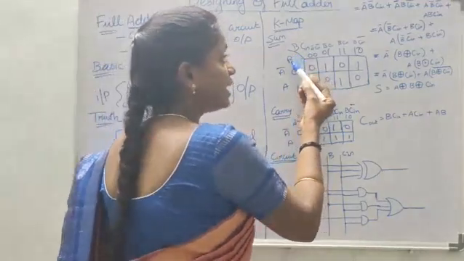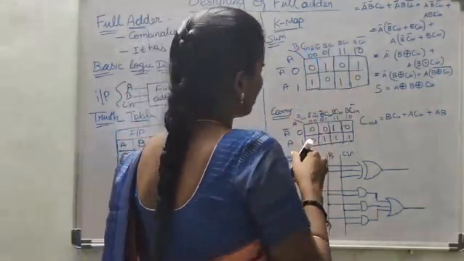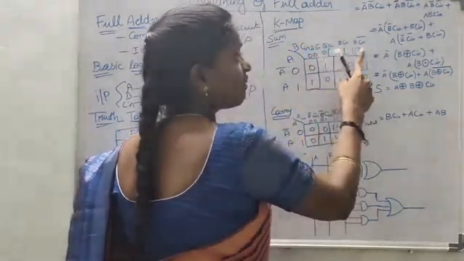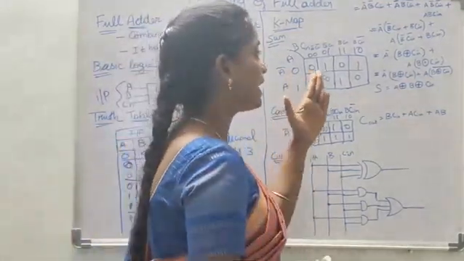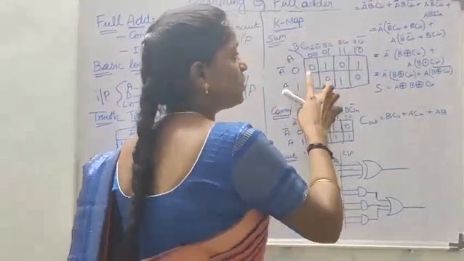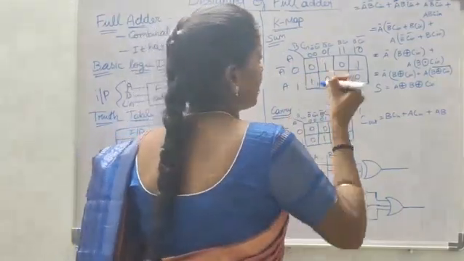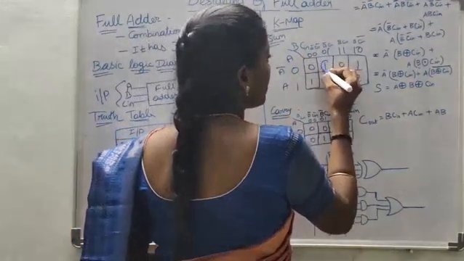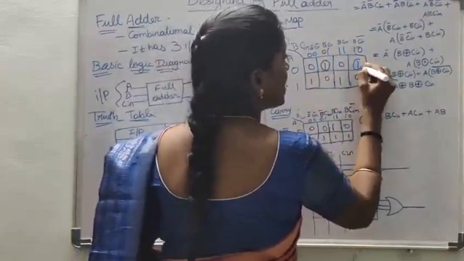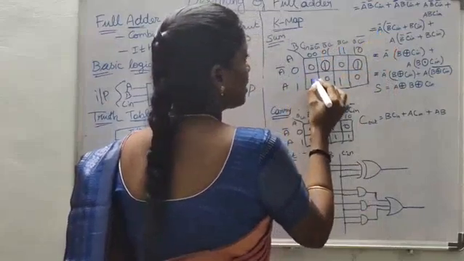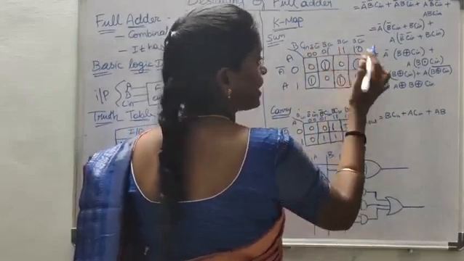Here, take 3 input variables A, B, C in. 0, 0, 0, 1, 1, 1, 1, 0, 0. Here take 0 and 1. Based on a K-map, diagonal mapping is possible, but here we are considering individual mapping. So here A bar, B bar, C in and A bar, B, C in bar and A, B bar, C in bar and A, B, C in.